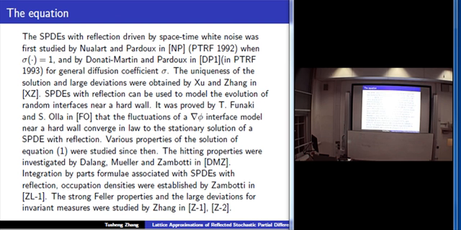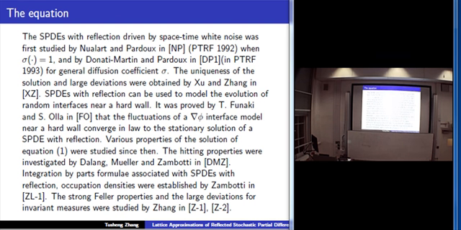Later, this SPDE with reflection can also be used to model the evolution of a random interface near a hard wall. This was proved by Funaki and Olla. And later, there are several papers studying various properties of these SPDEs.